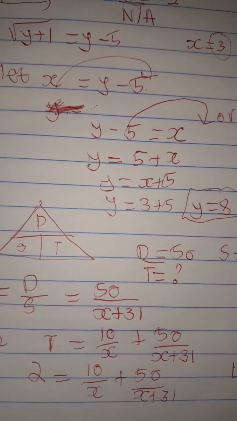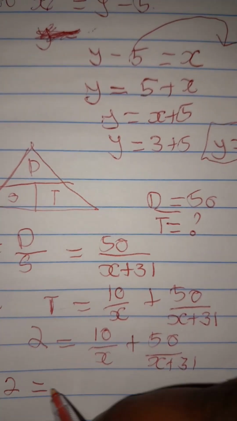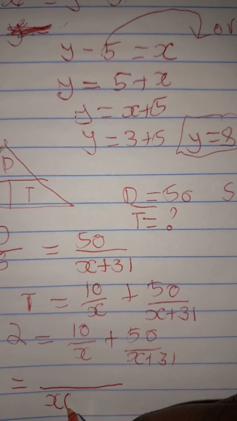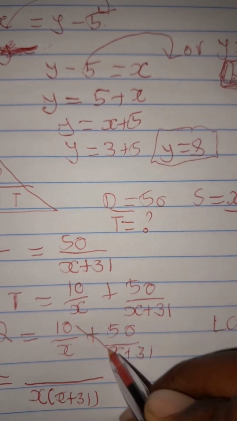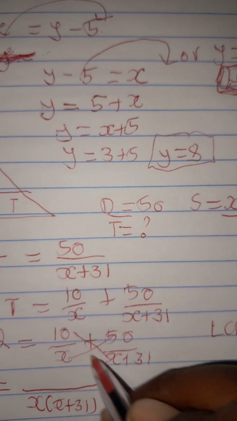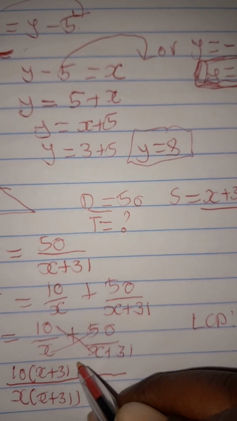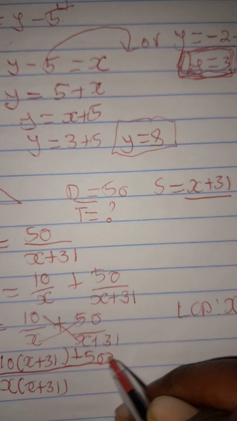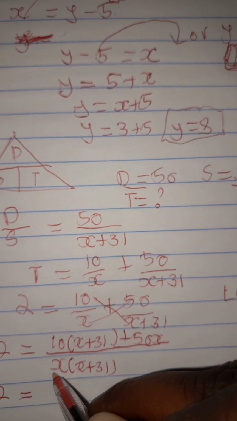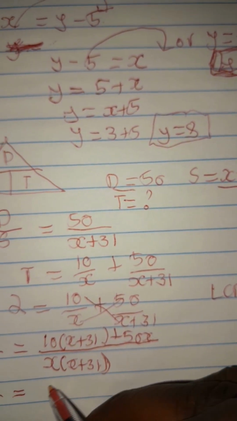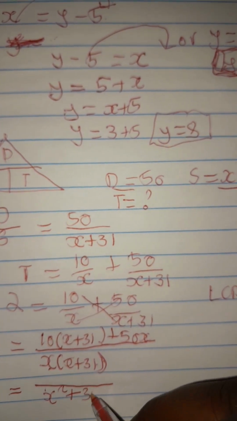Okay, let's speed this question up. Let's put this into practice. We have an LCD, which is x multiplied by x plus 31. Then we cross multiply. We are going to have 10 multiplied by x plus 31, as well as 50 times x, which is 50x. From here, guys, we can multiply out: x times x will be x squared, and x times 31 will be 31x.